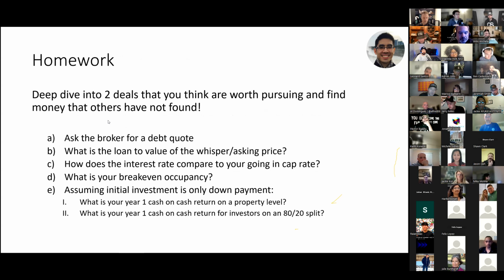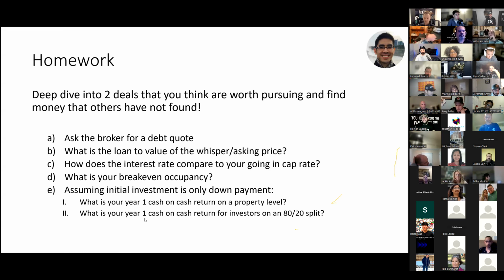Ask the broker for a debt quote so that you can calculate your cash flows based off of what the loan payments would be. What is the loan to value of the whisper or the asking price? How does the interest rate on your debt quote compare to your going-in cap rate? What is your break-even occupancy? And then assuming your initial investment is just the down payment, no closing costs or capital reserves, what would be your year one cash on cash return on a property level?